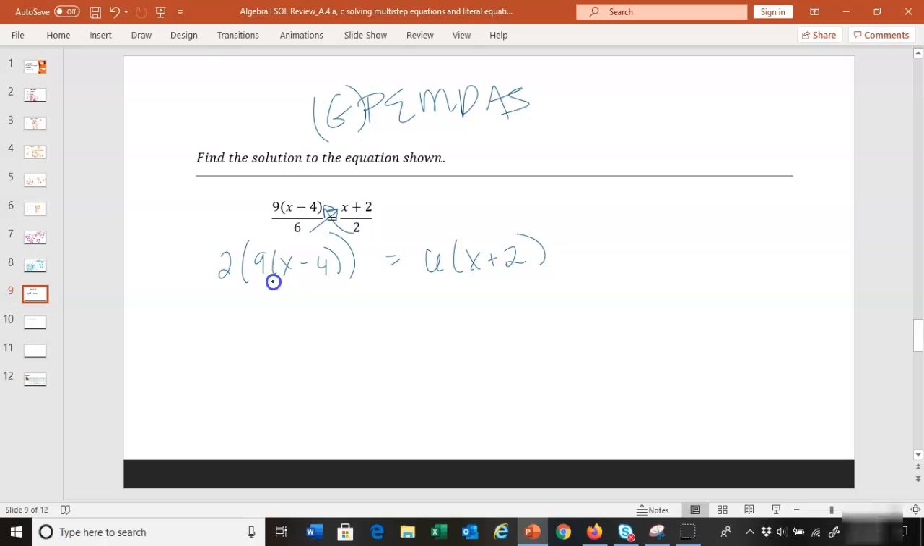So we're going to do this inside parentheses first. 9 times x, and then 9 times -4. And then 6 times x, and 6 times 2. Perfect. Now we can distribute this 2. 2 times 9, and 2 times -36.